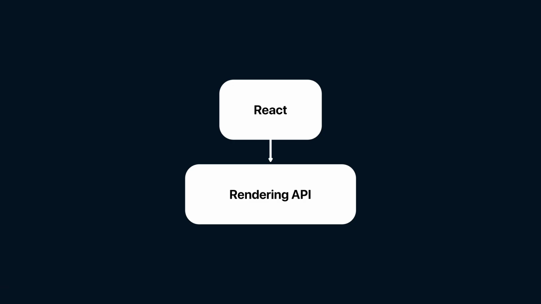React is an abstraction layer above the rendering API. In this course, we'll talk about React primarily in the context of the web, where the rendering API is the Document Object Model or DOM API. But React is not limited to the DOM or the web. You can use React to render user interfaces on mobile and desktop applications using React Native.